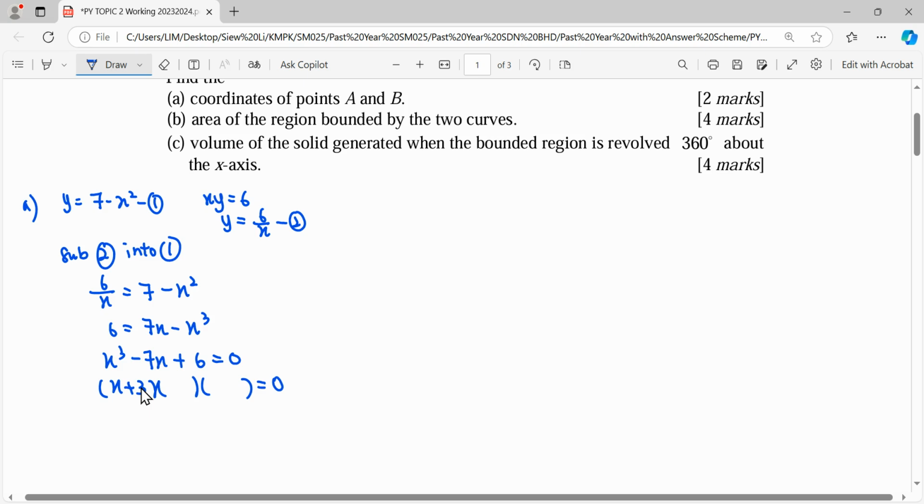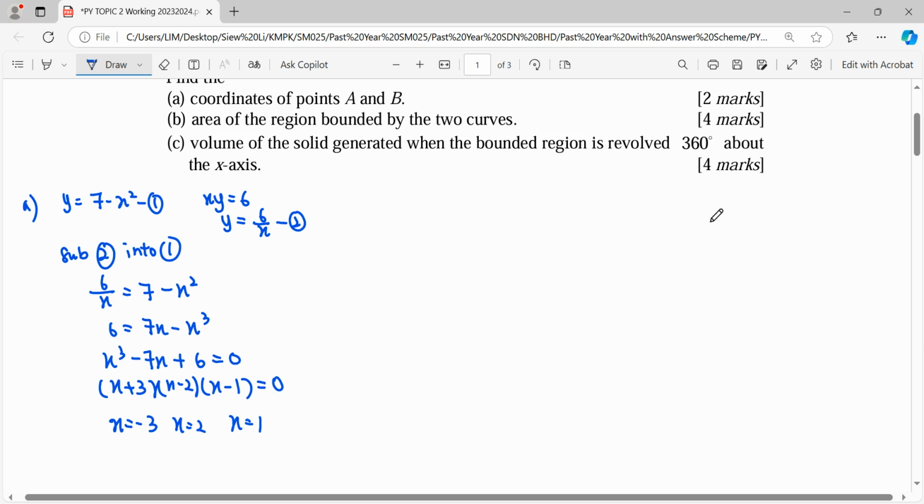So the factor will be x plus 3. Then you can continue. You still have x equals 2. So factorize x minus 2. And then x equals 1, x minus 1. So these are the x coordinates we have.